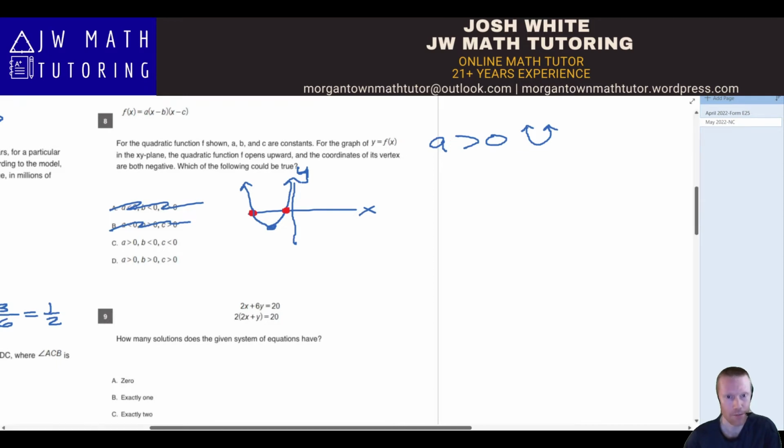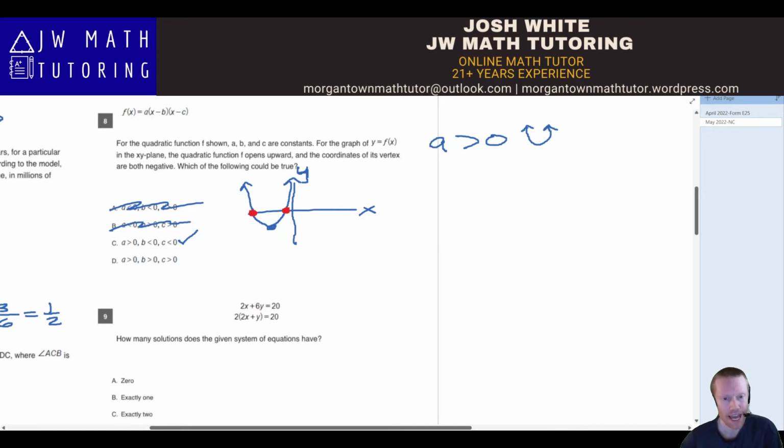Again, how do I know that? Because this is in what's called intercept form. So now, notice here that the way that I've drawn it, the two intercepts are both negative. Okay? So it looks like the correct answer is going to be letter C.